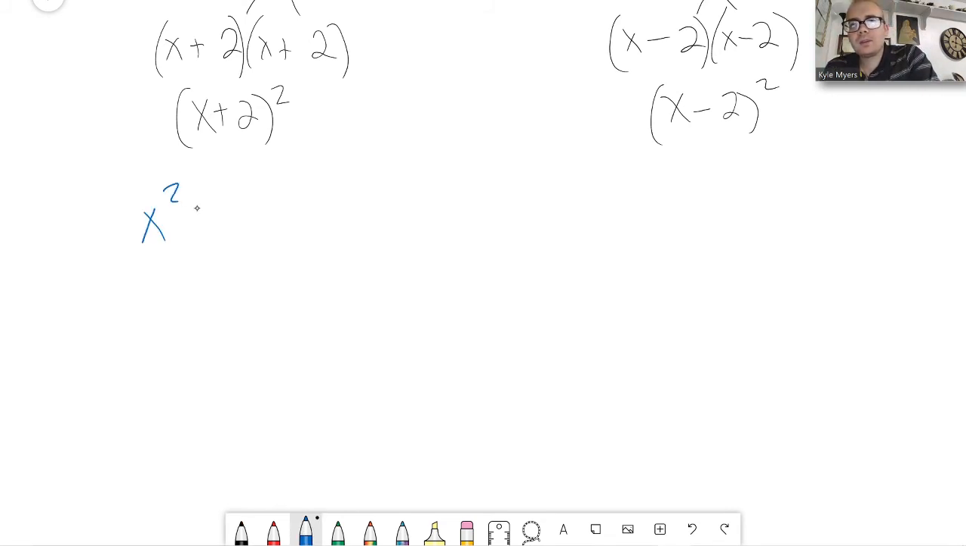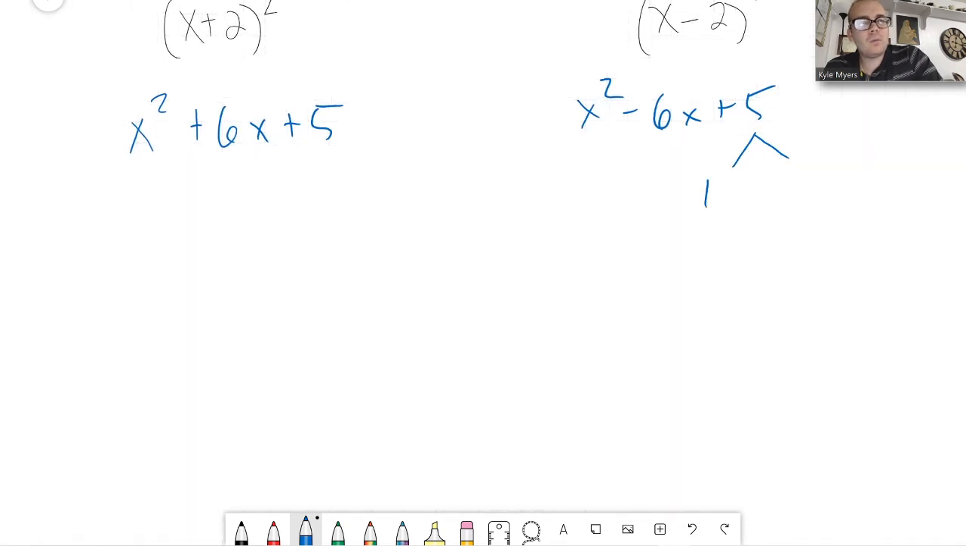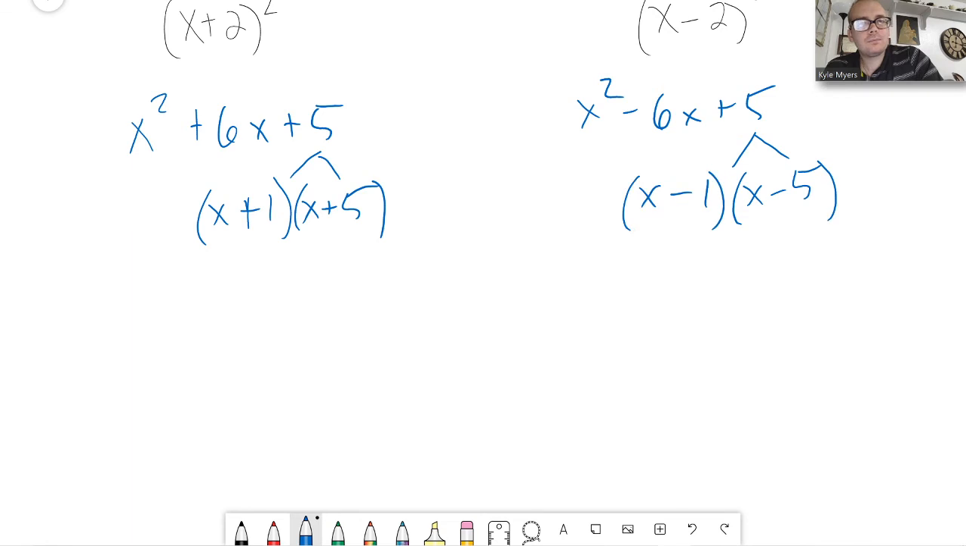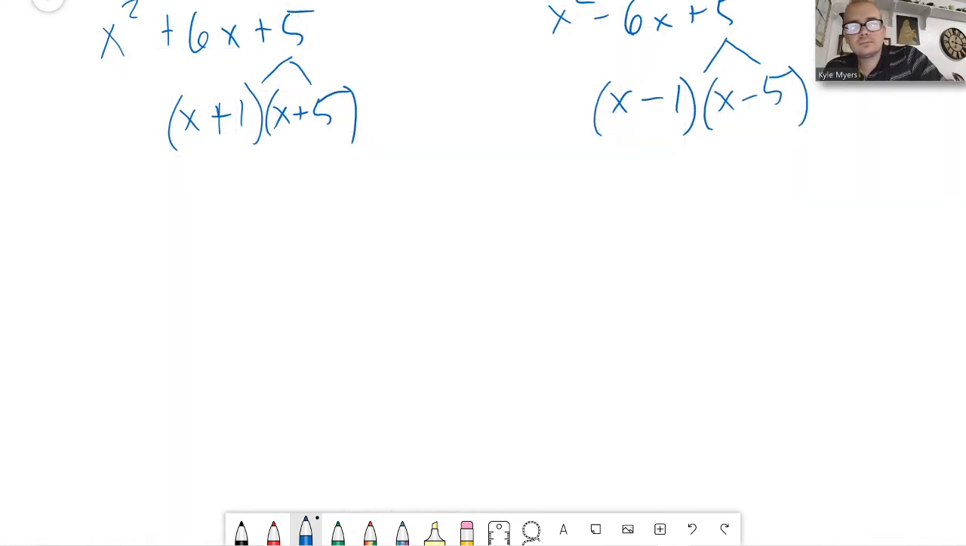5 is prime. So x squared plus 6x plus 5, x squared minus 6x plus 5. So we have 1 and 5. 1 and 5 plus plus. Put the x here. Minus minus. And we're done with that one. Next, 6 has a few factors. So x squared minus, I said minus, but I wrote plus.